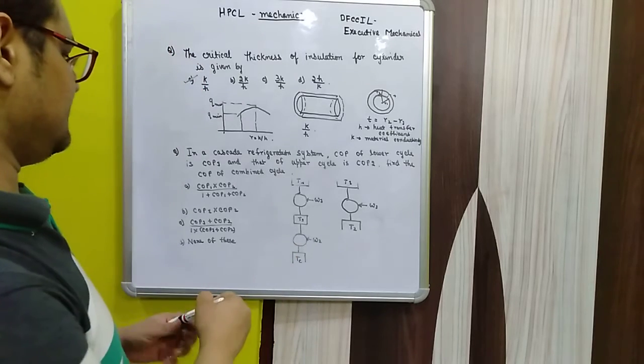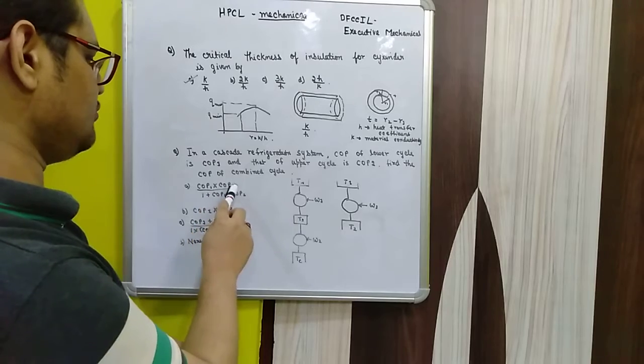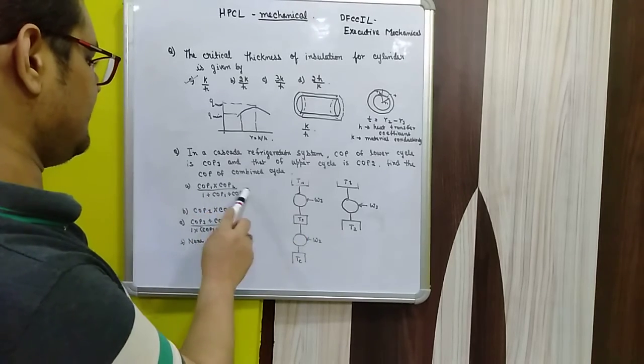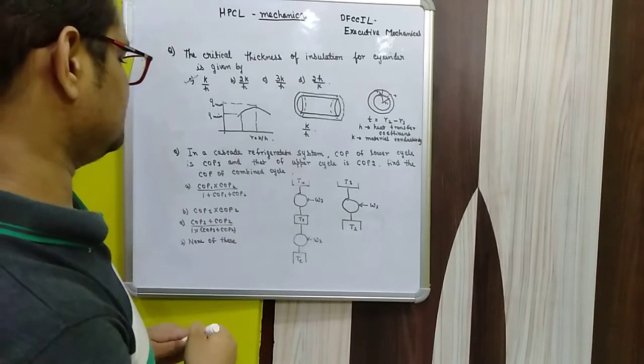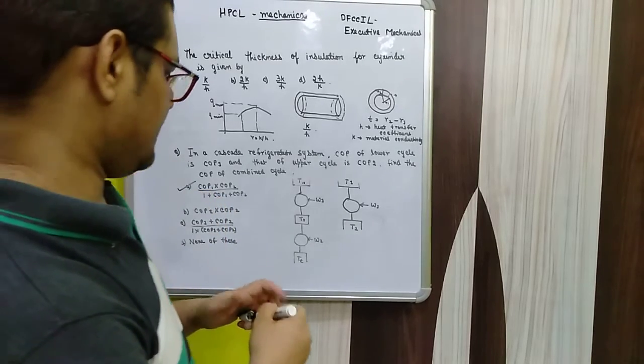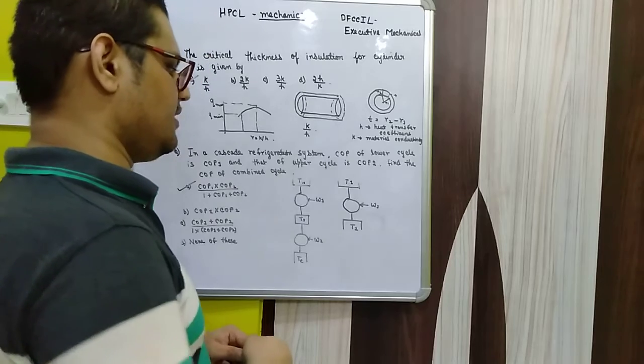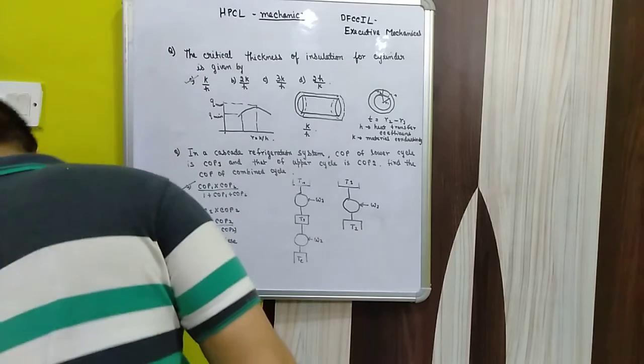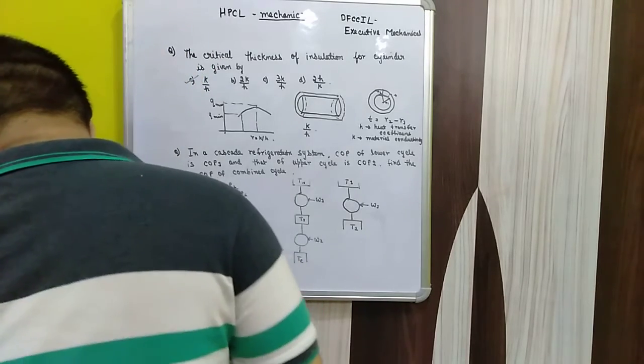So ultimately the coefficient of performance will be COP1 into COP2 divided by 1 plus COP1 plus COP2. So option A will be the correct answer. I hope you have understood how it is being done. So now I go to the next question.